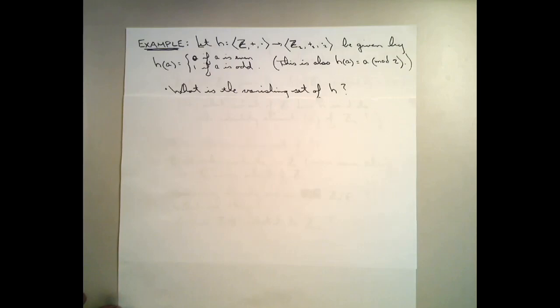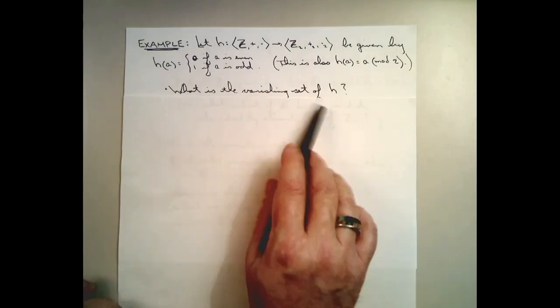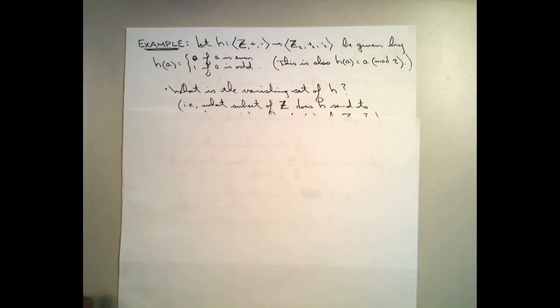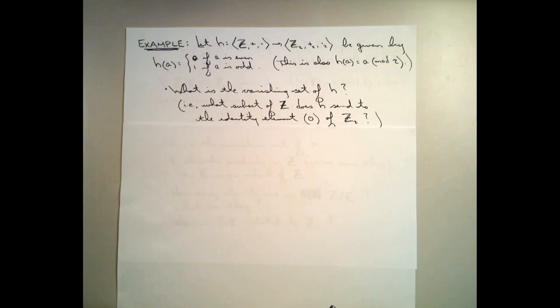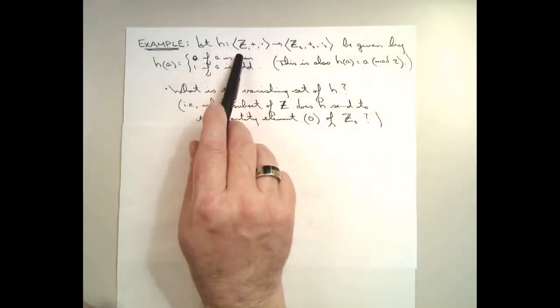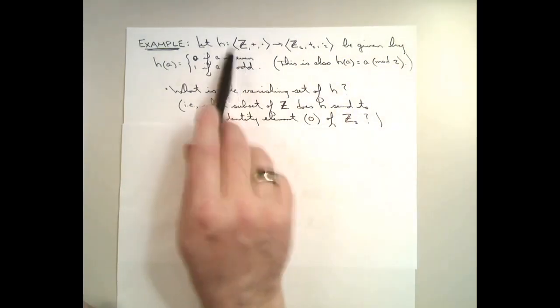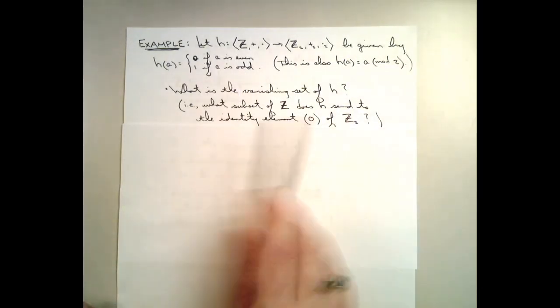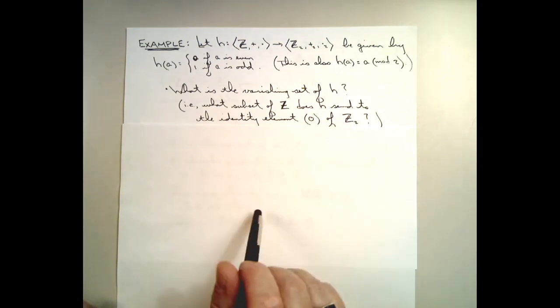Did you get it? Do you remember what the vanishing set is? That's the subset of Z that h sends to the identity element, in this case of Z2. So it's going to be a subset of Z, and it's all of those elements that get sent to the identity element. In this case, we're representing that as 0 in Z2.